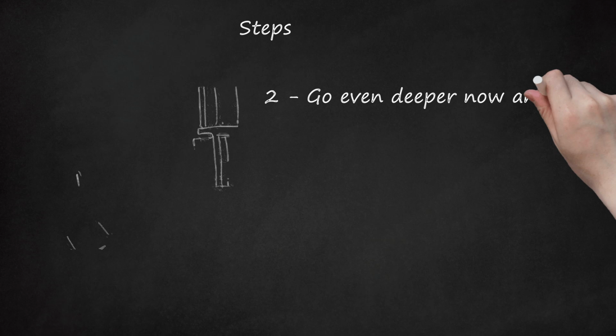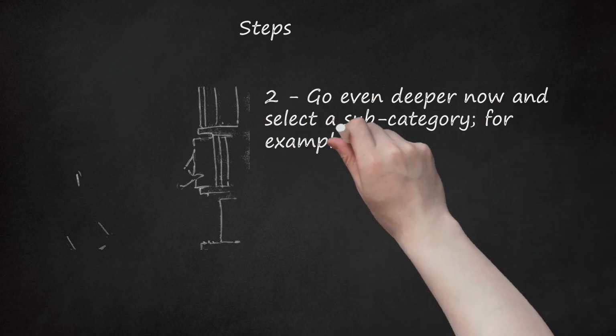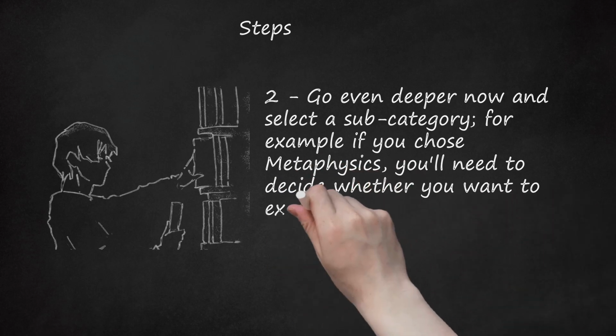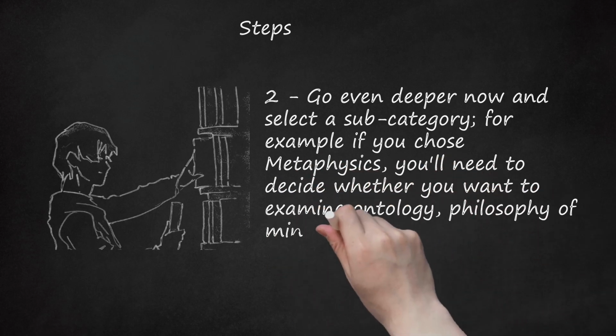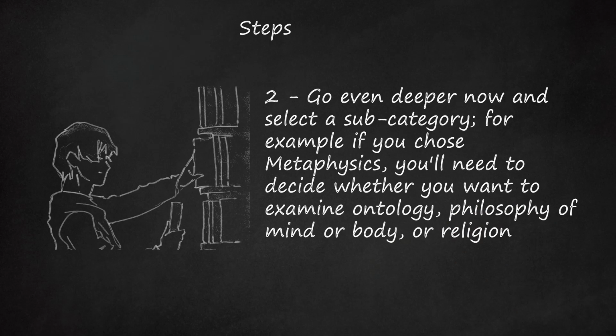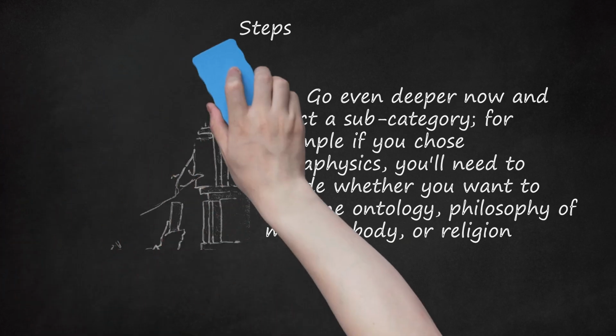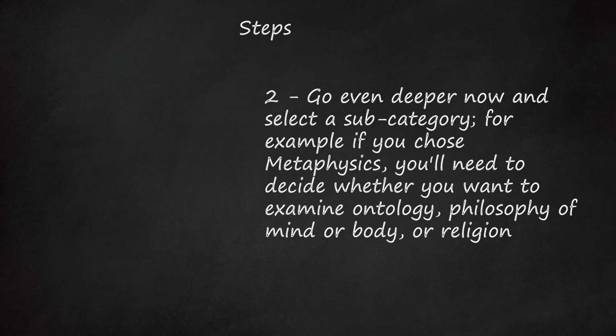2. Go even deeper now and select a sub-category. For example, if you chose metaphysics, you'll need to decide whether you want to examine ontology, philosophy of mind or body, or religion. Like the previous step, choose one relevant to you, especially if this is your first attempt at forming a philosophy from scratch. It can be very difficult to get into and concentrate on something unfamiliar or uninteresting. This might put you off philosophy or lower your confidence if you decide to give up on a topic you don't like. So best to start with something you like.